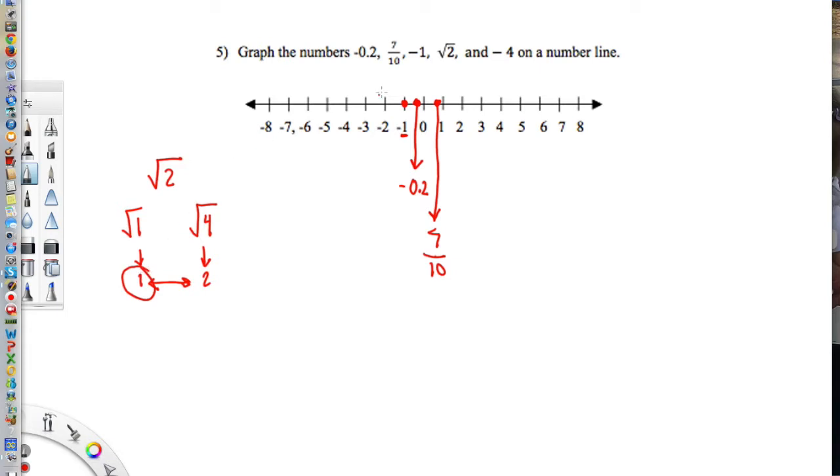You know what? I can kind of stop there because I know it's going to be between 1 and 2, closer to 1. I'm going to put it right there. Okay, and that is going to be the square root of 2. And the last one, -4, made it nice and easy. It's right there. It's labeled for us.